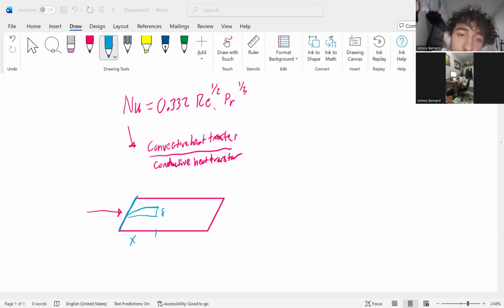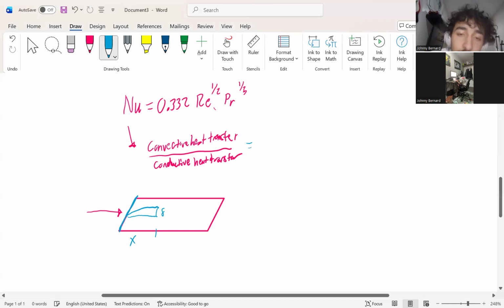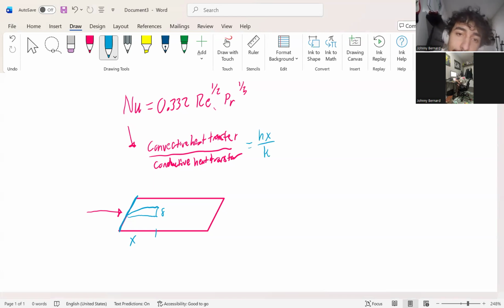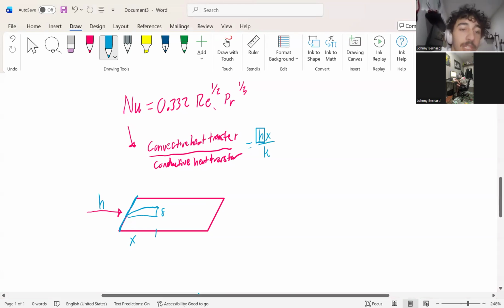So our convective heat transfer over conductive heat transfer is going to be equal to hx over k, like kind of stated in past videos, where we have two of these values already within. And what we want to do is maximize our h. And h is going to be this coming in.